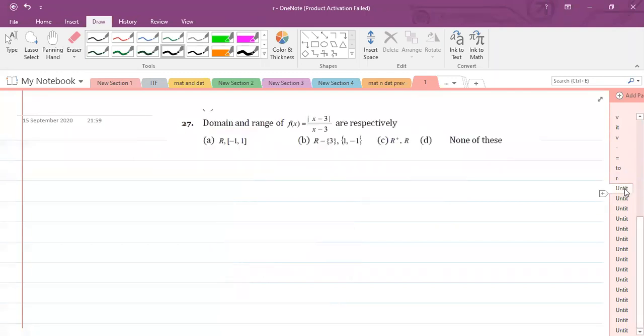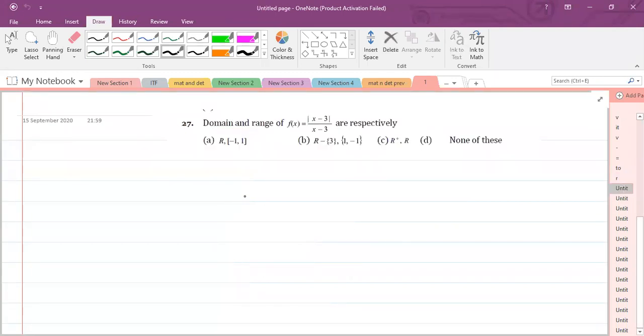Let us move into next problem. The domain and range of f of x is equals to modulus of x minus 3 divided by x minus 3 are respectively.